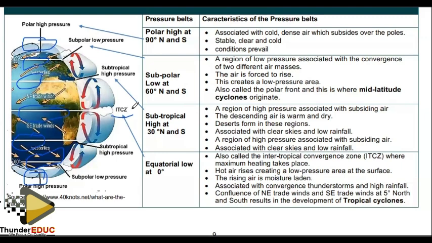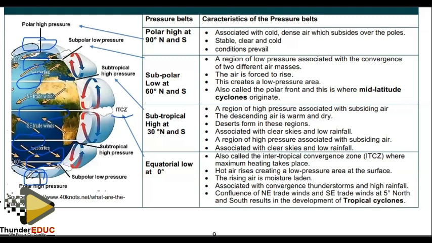If you are to summarize it, start from the equator, start from the ITCZ, it's low, then it changes to high, it goes to low, and it goes to high. That's the sequence going to the north, and the same sequence applies as you go to the south. It's low at the equator, high at the subtropical, low at the subpolar, and high as you go to the polar south. That is the sequence of the pressure belts.